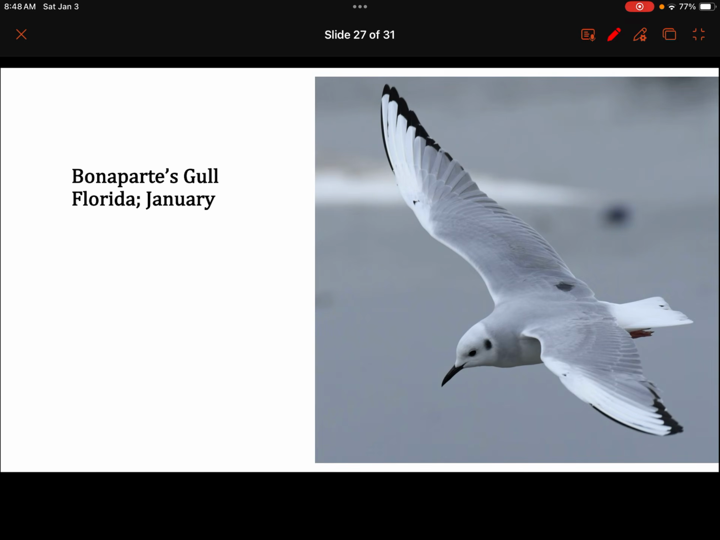Bonaparte's gull, we know, is a two-cycle species, and for sure this bird is not a first cycle. Given the black spotting on the tail, black marks on the alula and primary coverts here, I think it is safe to call this a second cycle type.